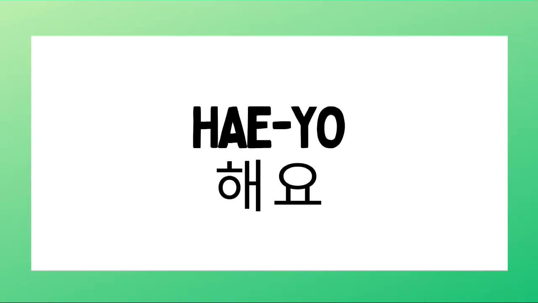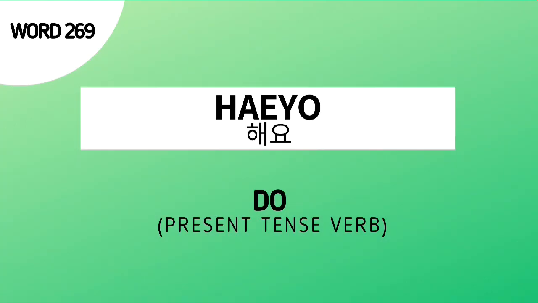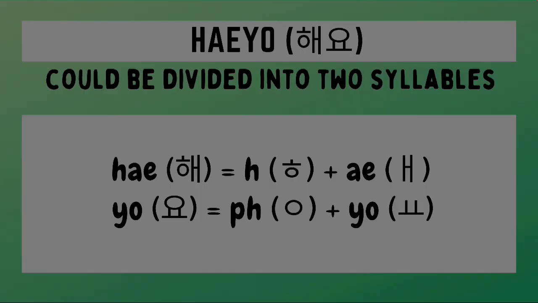Word number 269. HAEYO. This is composed of two syllables. The first syllable is he and the second syllable is yo. Pronounce it with me. HAEYO. The Korean term HAEYO means do, which is the present tense action of doing. The word HAEYO came from the root verb hada, and the present tense form of hada is HAEYO.